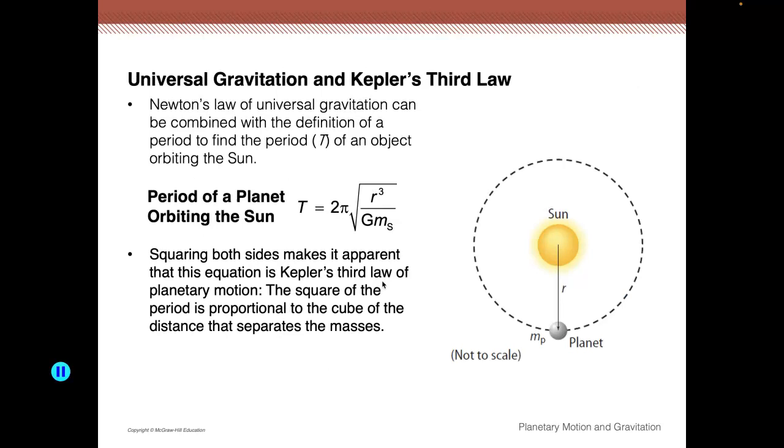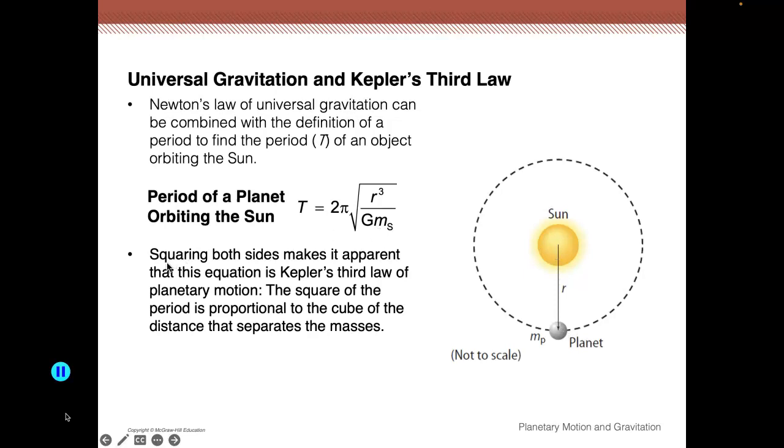And then universal gravitation and Kepler's law. Okay, so Newton's law of universal gravitation can be combined with the definition of a period to find the period of an object orbiting the sun. So we can use this to figure out how long it takes for a planet to orbit the sun. And that period is 2 pi times the square root of the radius from the sun to that planet cubed, divided by the gravitational constant and the mass of the sun.